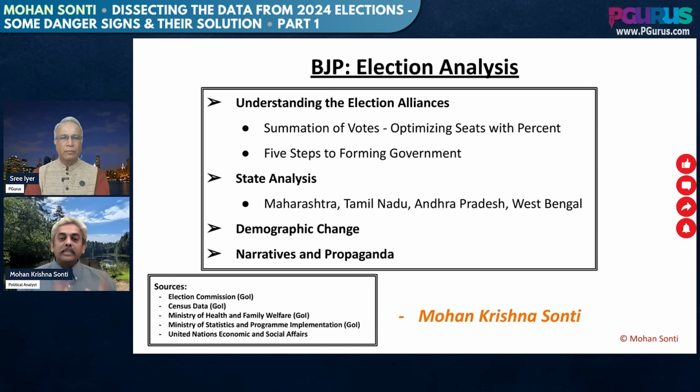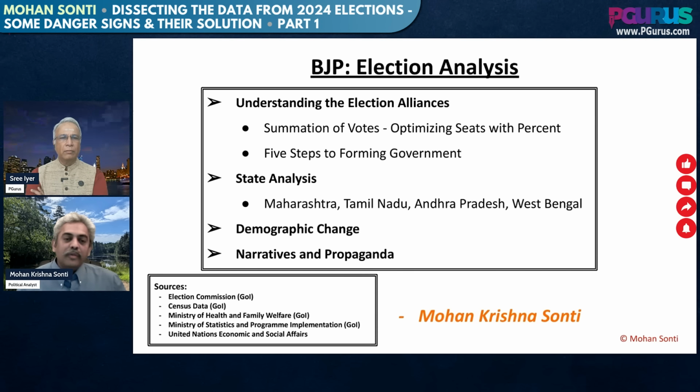To start with, this is going to be the BJP election analysis. It is basically what has happened in different states and all the details. Like I just mentioned, understanding election alliances is the first one. It's about summation of votes and optimizing seats with percentage, which we talked about in the previous session, and how many optimizations have happened. If BJP has to catch up on that game, it is not about whether Congress did it or gave it to a third party to do the job. At the end of the day, the result is that they have a good optimization. So BJP has to catch up on that. Otherwise, it's like using a calculator in the era of computers.